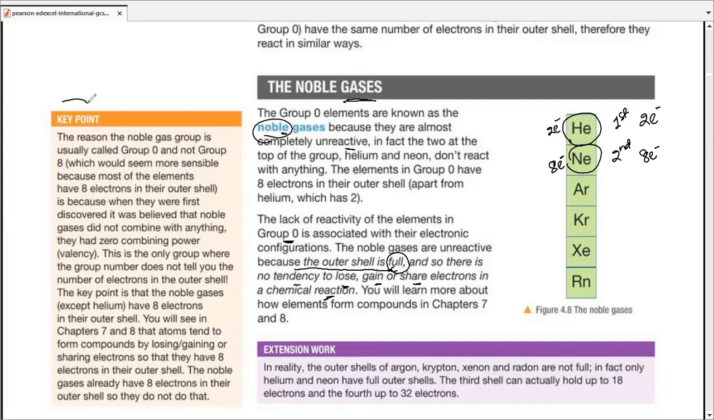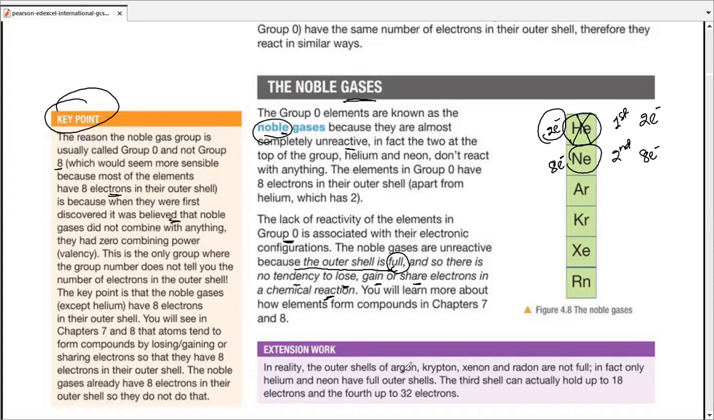The same reason is explained in the key point over here. First things first, we cannot call it group 8 because helium has 2 electrons in its outermost shell, and this is an exception to the rest of the elements. If we call it group 8, every element has to have 8 electrons in their outermost shell, and that's not true in the case of helium. Helium does not have 8 electrons in its outermost shell. We may call it group 0 because of its unreactivity, and that's right.